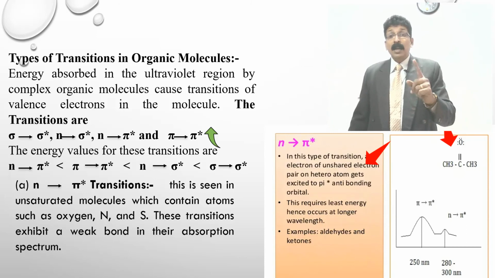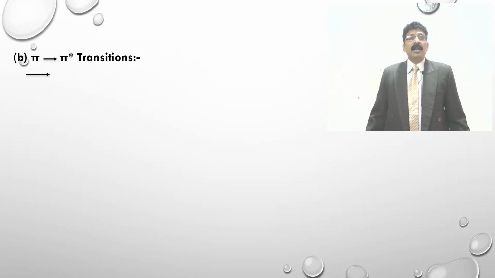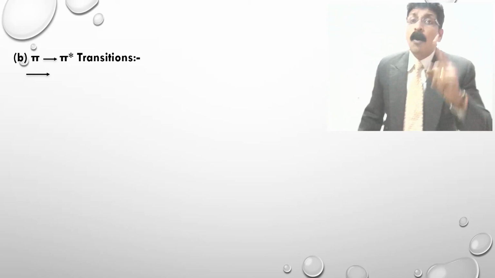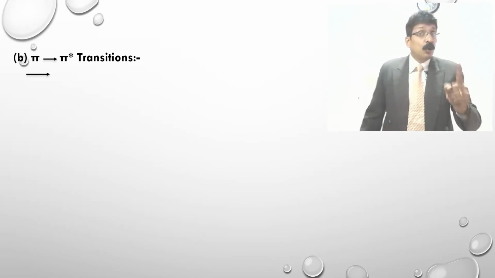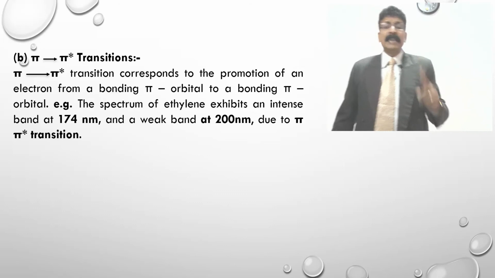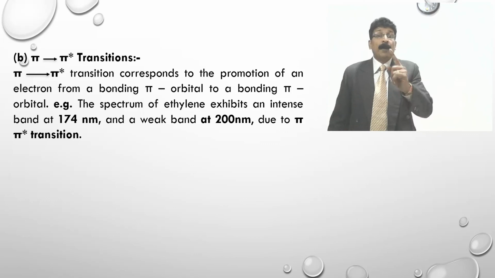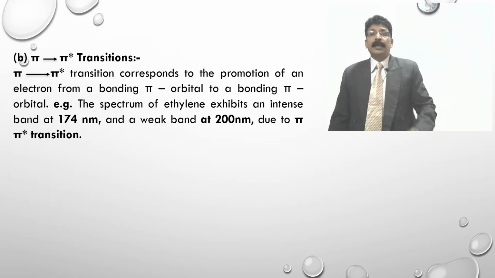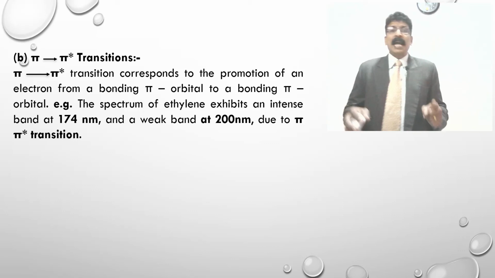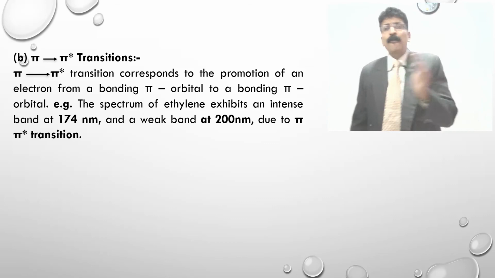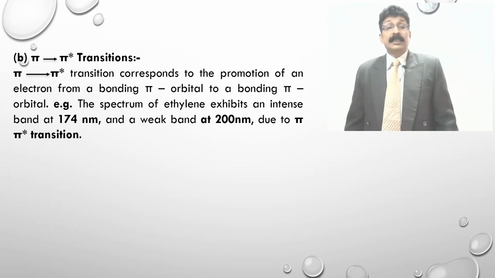Understand? And now, the next one is the pi to pi star transition, where double bond compounds, like ethylene, have a double bond. There is no lone pair of electrons. Then it has a transition of pi to pi star. Pi to pi star transition corresponds to promotion of an electron from a bonding pi orbital to an antibonding pi star orbital. For example, the spectrum of ethylene exhibits an intense band at 174 nanometer and a weak band at 200 nanometer due to pi to pi star transition. So you can see there is a pi to pi star transition.